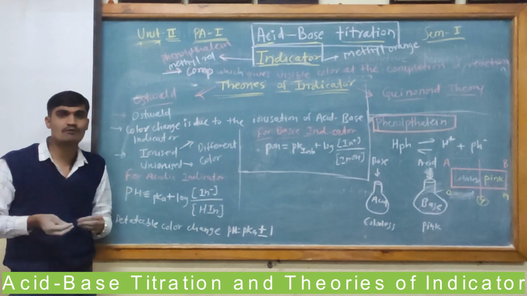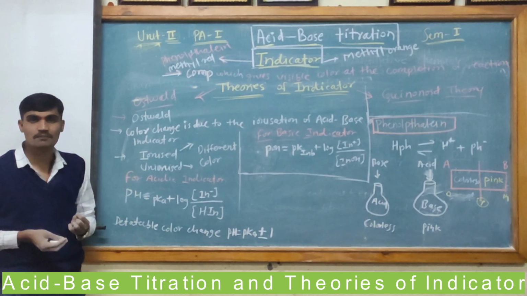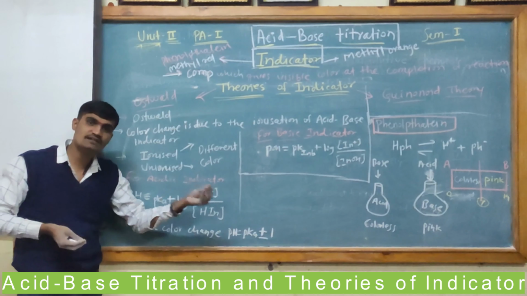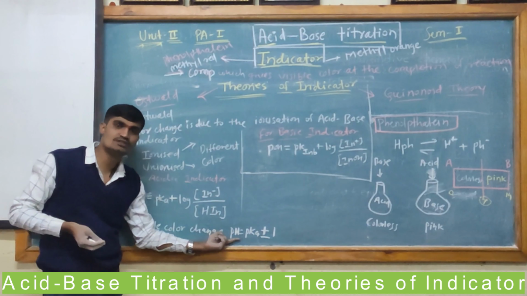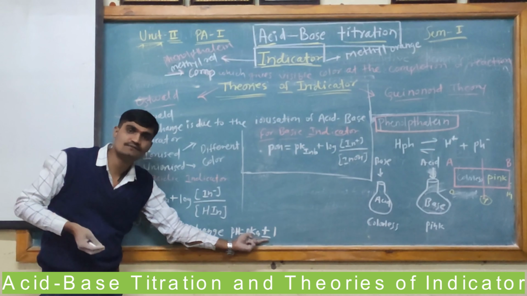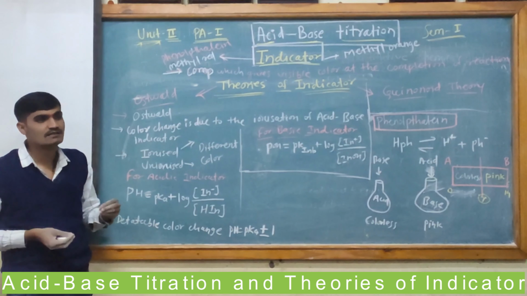Because at the equivalence point in the titration, it is chemically equivalent. But actually after the equivalence point, it does not show the color change. It needs to change the pH of that solution. So here plus or minus 1; we need to change the pH so we can get an easily detectable color.